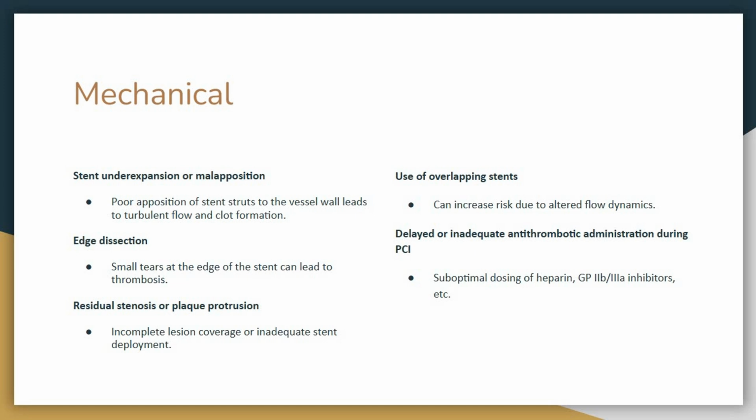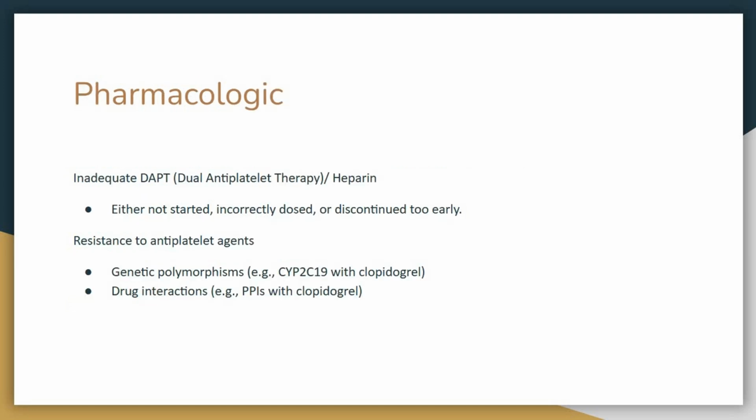This includes suboptimal dosing of heparin, GP2B3A inhibitors, etc. With regards to pharmacologic, patients can have inadequate dual antiplatelet therapy or suboptimal heparin dosing, as we mentioned before. They're either not started, incorrectly dosed, or discontinued too early. Patients themselves can have resistance to antiplatelet agents, including genetic polymorphisms, such as the CYP2C19 with clopidogrel, and also drug interactions, especially PPIs with clopidogrel.